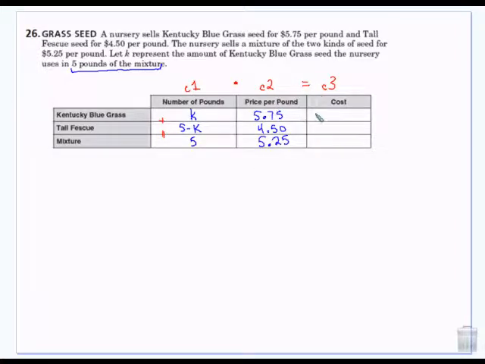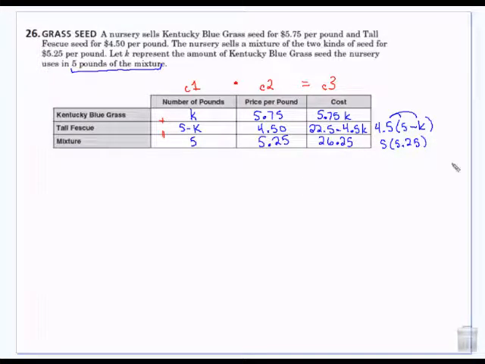So this is going to be 5.75K. And this one is going to be 4.5 times 5 minus K. And then we have to distribute it. So 4.5 times 5 is 22.5 minus 4.5K. And then here I get 5 times 5, 25. So I'll write it over here as 5 times 5, 25, and that gives me 26.25.